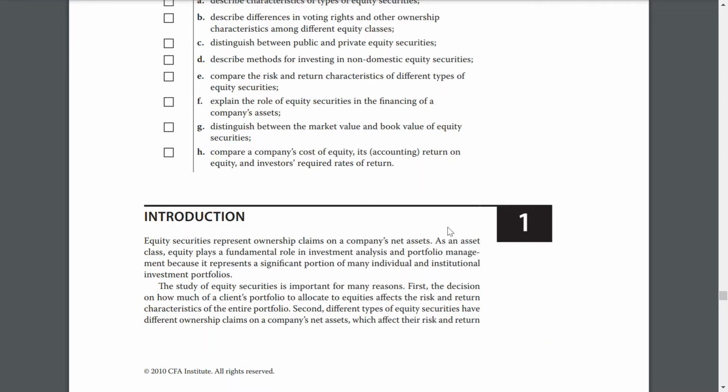Introduction. Equity securities represent ownership claims on a company's net assets. As an asset class, equity plays a fundamental role in investment analysis and portfolio management because it represents a significant proportion of many individual and institutional investment portfolios.